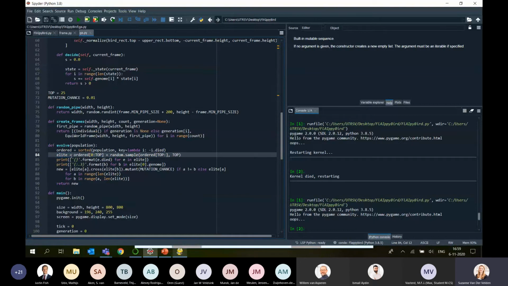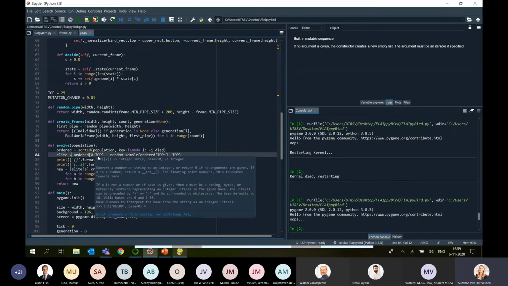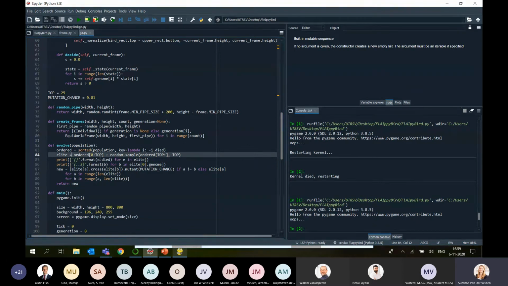And then we take the elite of that. We take the elite by reordering them, and we take the fittest 25 in this case, because our top is 25, and we take a random sample of the others, also of size 25. So this is the fitness. The fitness is determined by how many ticks each of the birds has survived.